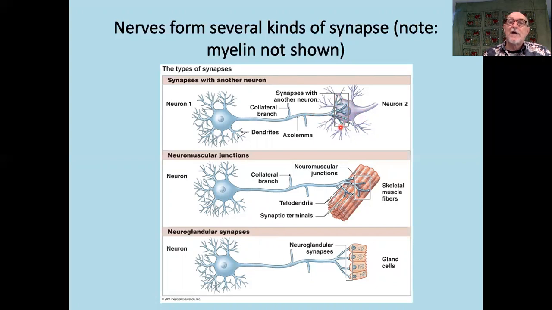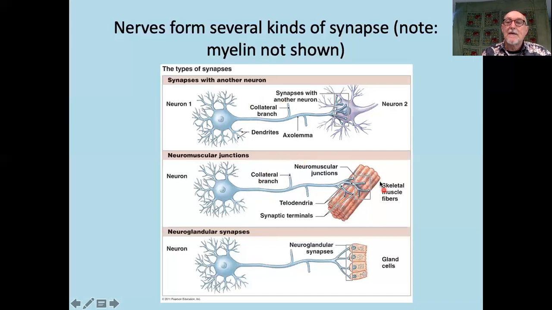The nerve impulse arrives here at the end. It causes neurotransmitters to be released. They go across the synapse and they cause the next cell to generate its own nerve impulse. So that's a synapse with another neuron.